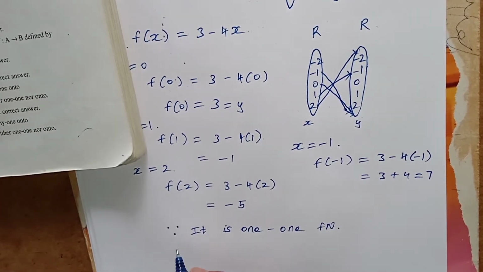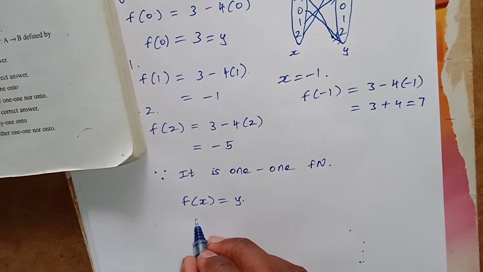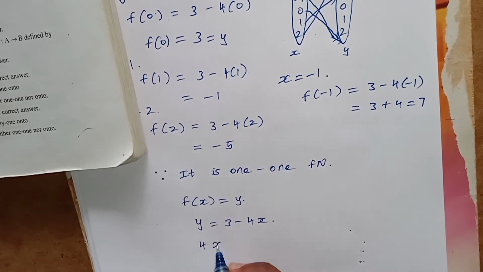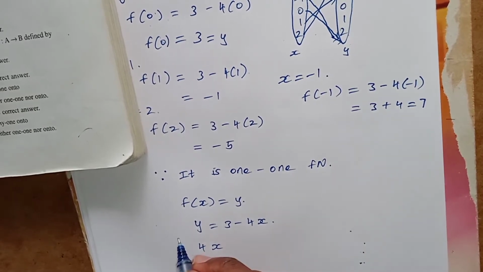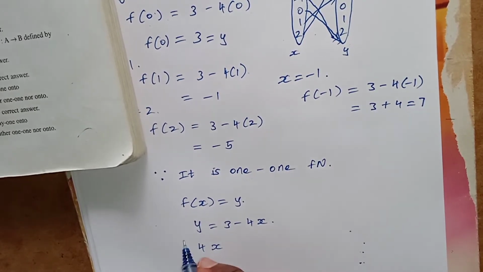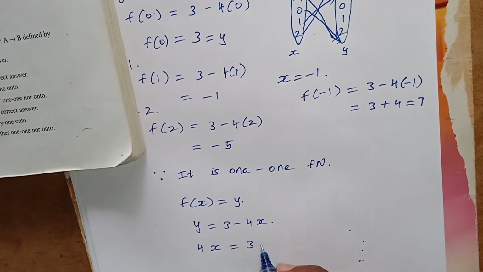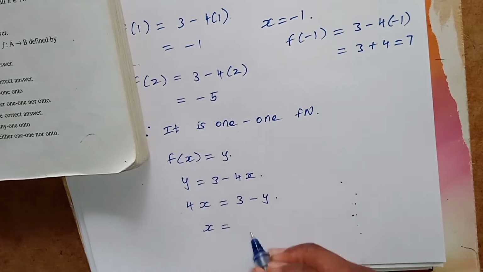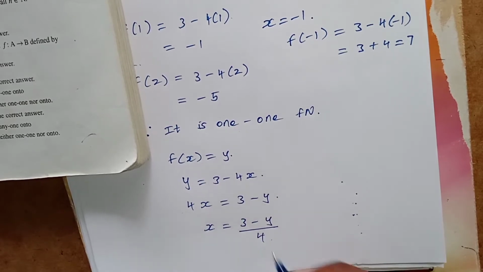Next, checking onto. For onto, you have to take f of x equal to y. Therefore y equal to 3 minus 4x. Therefore 4x should be positive. I am moving it to the left hand side; minus will become plus. Equal to 3, and here plus y becomes minus y. Finally, I need x equal to (3 minus y) divided by 4.